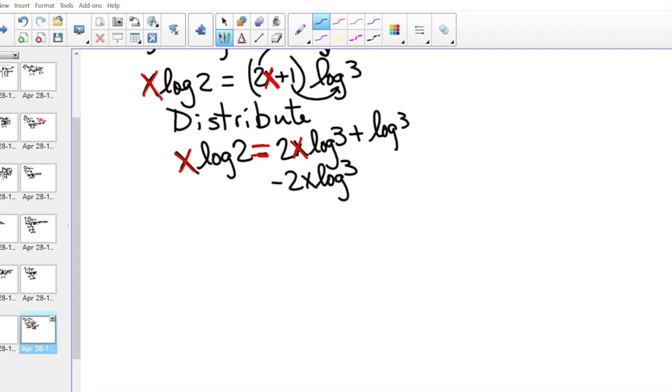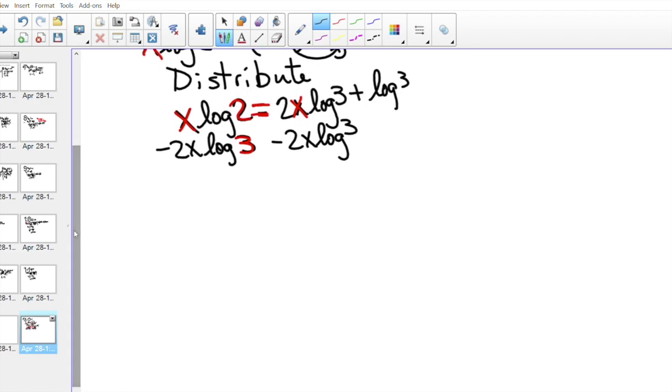Well, of course, you've got to do what you do to one side. But notice that this is the log of 2 and this is the log of 3, which means you cannot subtract anything. It'd be like that 2 is an x and the 3 is a y. You can't subtract unlike terms. Well, those are classified as unlike terms.